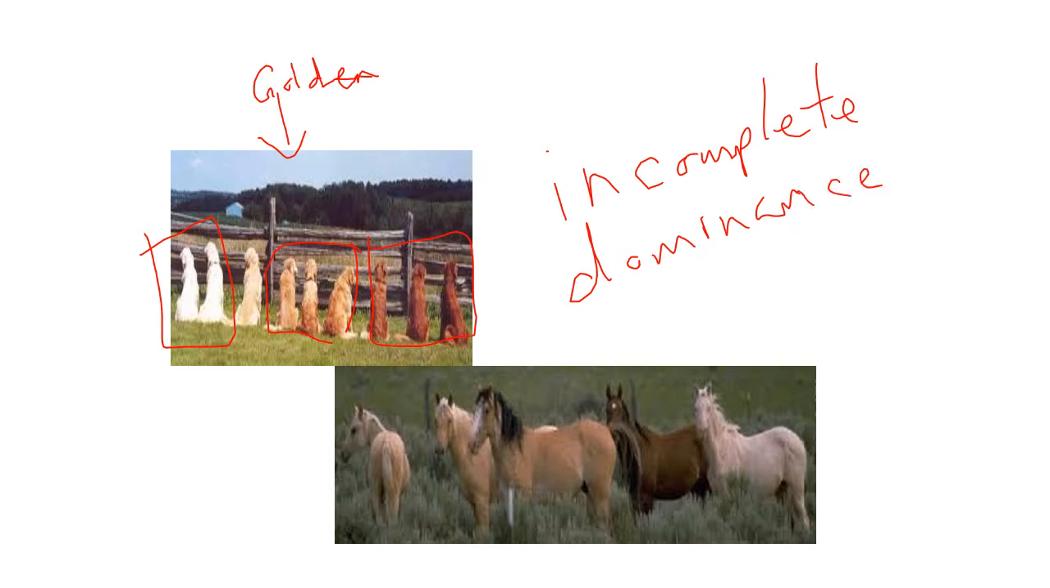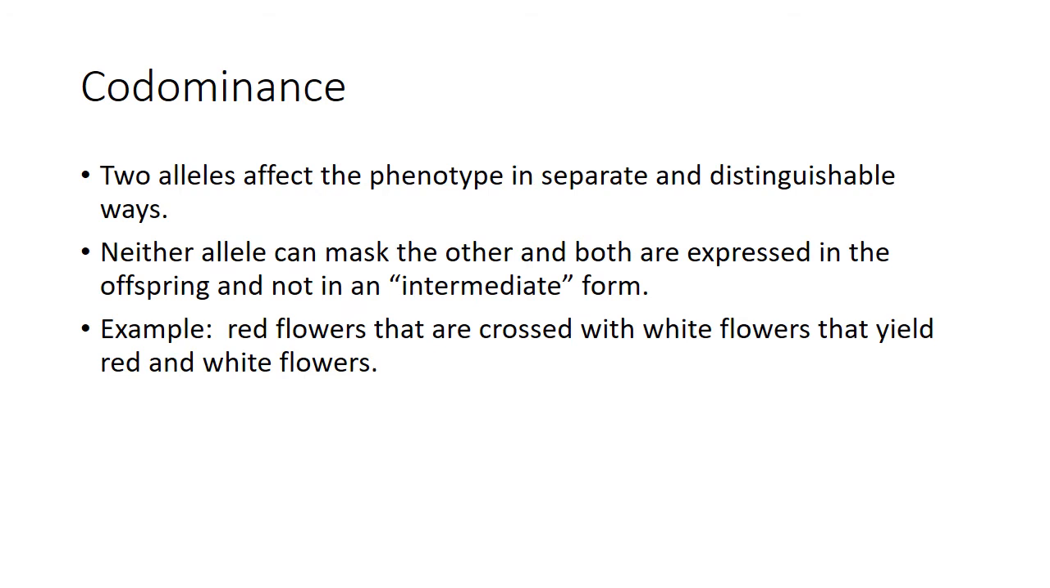Which means we get that third phenotype. Now, codominance means that we have two alleles that affect the phenotype in separate and distinguishable ways. They are both dominant. Neither allele can mask the other, and both are expressed, and they are not in an intermediate form. Keyword there being not in an intermediate form.